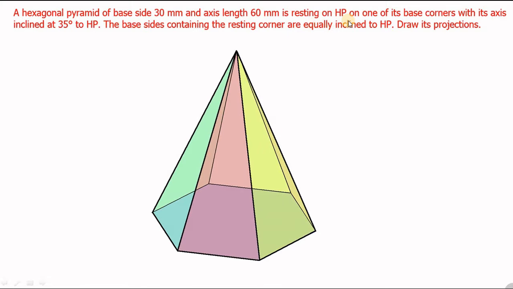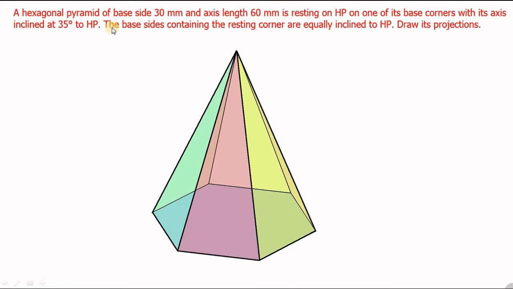It is resting on HP on one of its base corners. In a hexagonal pyramid there are 6 base corners. In this question they have given that it is resting on one of its base corners, so we can take any one corner of the base. Then, with its axis inclined 35 degrees to HP. We know what the axis is. If that axis is inclined 35 degrees to HP and it is resting on one of its base corners, what will be the projections? That's what we have to draw.